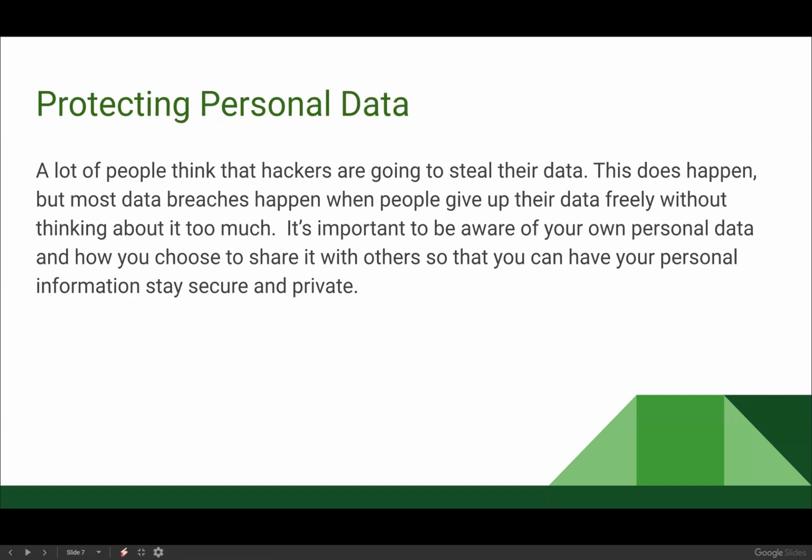Now, a lot of people think that hackers are just going to hack them and steal their data. Now, this does happen. There are data breaches that occur. The data is stolen in this way. But a lot of data breaches actually happen when people give away their data without thinking about it. So it's very important that we as people on the internet are careful with our personal data, being sure that we know how we're using it, where we're sharing it, making sure that we know what's going on with our data so that we're not oversharing, so that people who shouldn't have access to it don't get access to it.